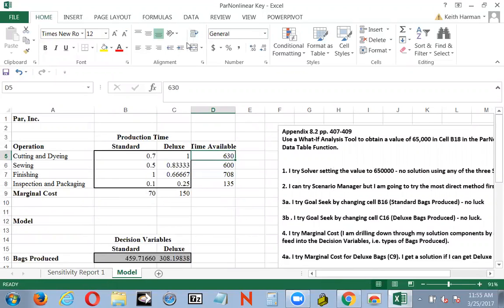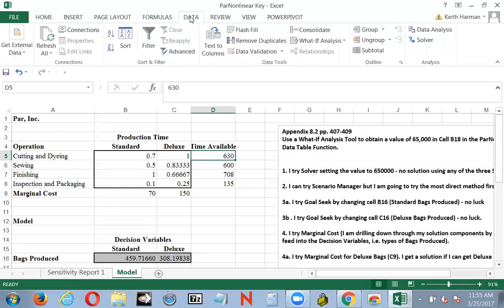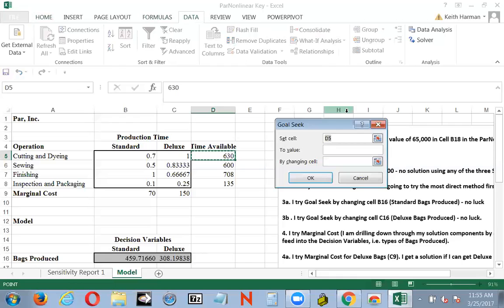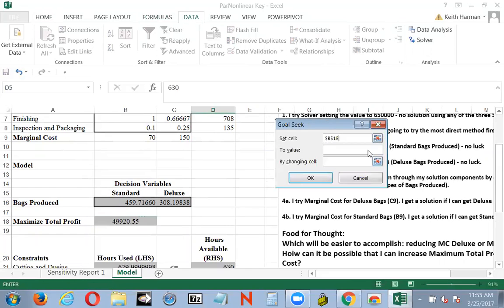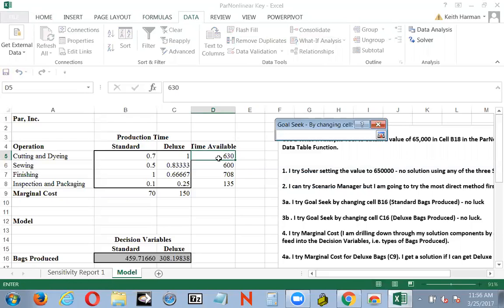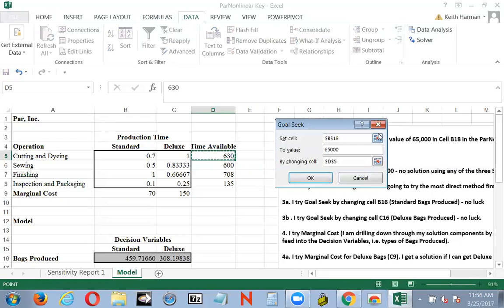And let's just go ahead and I'm going to click data again. I'm going to go to what if analysis. I'm going to do goal seek, okay? And I'm going to set cell B18, that's our profit, to 65,000 by changing the cell D5. That's the time available for cutting and dyeing. And let's see what happens.